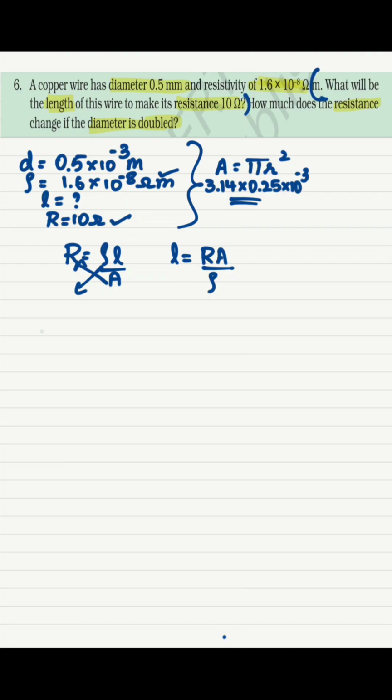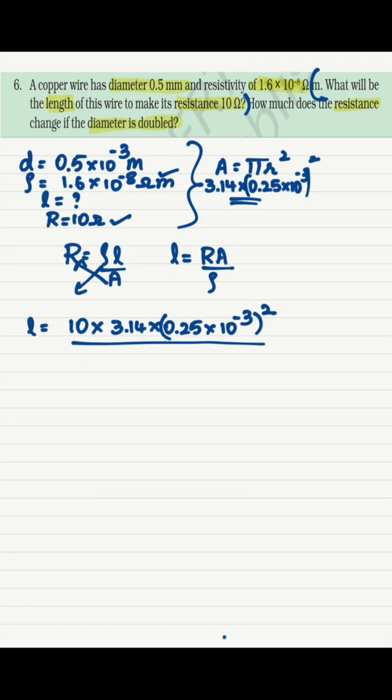So now what I'll do is I'll find out the value of L. So L is nothing but R into A. R is 10, and just now we got A as 3.14 into 0.25 into 10 power minus 3. But we have taken whole square, so we'll do squaring here. So 0.25 into 10 power minus 3 whole square, because it is pi r square, whole divided by rho. Rho is 1.6 into 10 power minus 8 ohm meter.